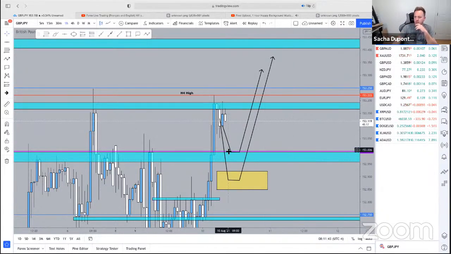This would be my favorite setup here, to come down over here and push up. And this is maybe a booby trap candle here on 1 hour.